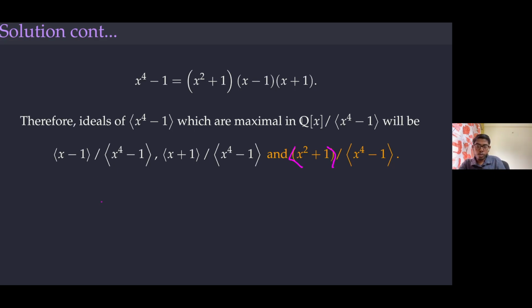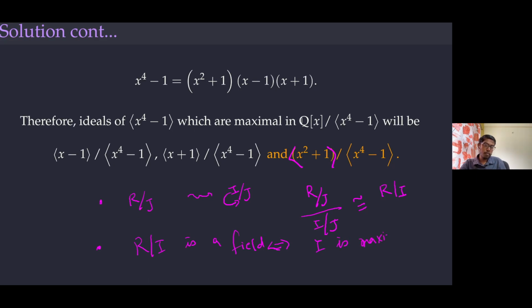So the two theorems, I'll just summarize, are important. The ideals of R mod J are I mod J, where I is an ideal containing J. And we have the isomorphism theorem, which says that (R mod J) mod (I mod J) is isomorphic to R mod I. And R mod I is a field if and only if I is maximal. And in a PID, maximal is the same as prime, which is the same as irreducible.